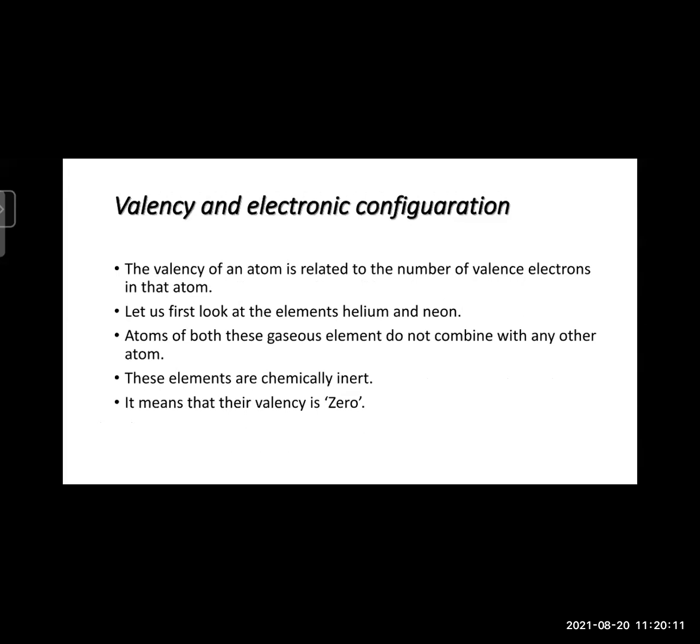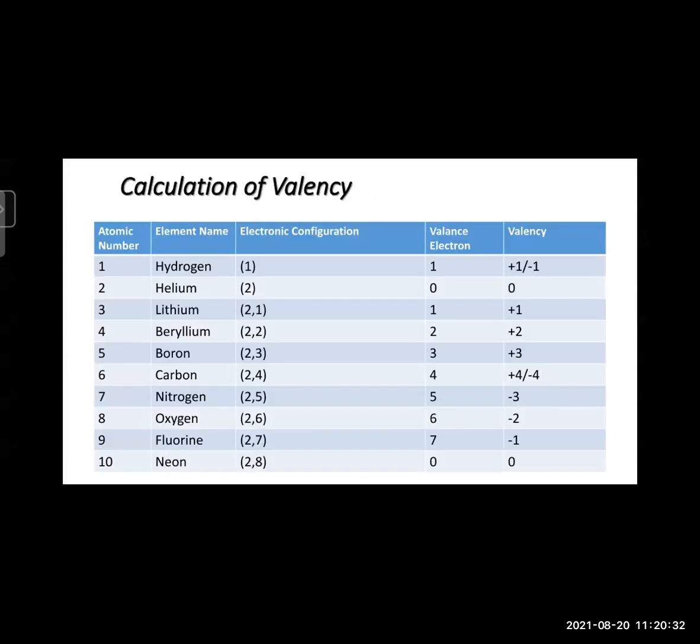Let us first look at the elements helium and neon. Atoms of both these gaseous elements do not combine with each other, and they are chemically inert. It means that their valency is 0. Now we will see the first 20 elements and how their valency is calculated.